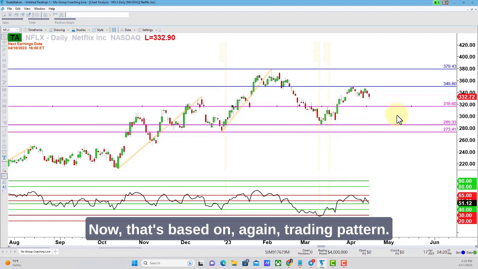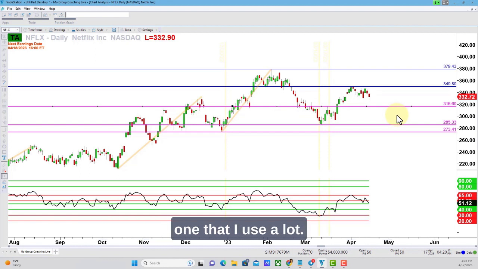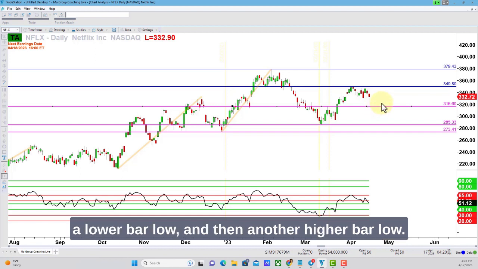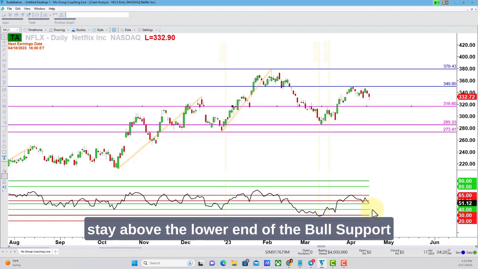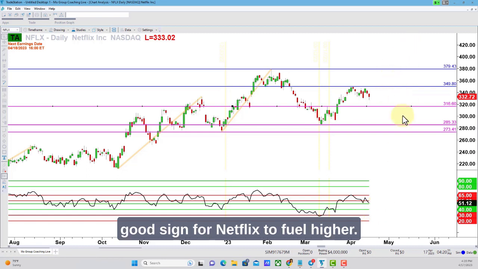Now that's based on a Gann trading pattern. It's a simple but very, very powerful one that I use a lot. So if you see Netflix trade into 316.60 and start to form a price low, okay, that's a bar low, a lower bar low, and then another higher bar low, especially if the RSI power zones are able to stay above the lower end of the bull support power zone at 40, then that would be a good sign for Netflix to fuel higher, okay? So this is presuming that Netflix continues to edge lower into earnings.